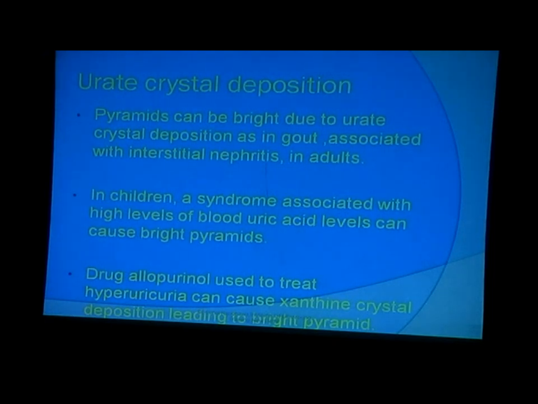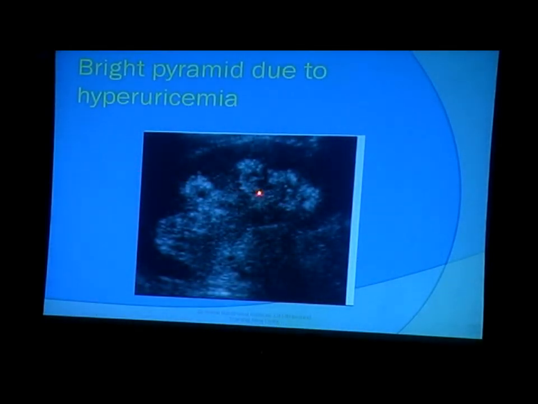Urate crystal deposition. There is a syndrome in children where blood uric acid levels are high, or in gout. Even in adults, this may be one of the causes of nephrocalcinosis: hyperuricemia, gout, SLE. So many conditions are there which cause echogenic pyramids even in adults. And the drug allopurinol is another thing which can lead to echogenic pyramids. Same picture, bright pyramids throughout. Obviously on ultrasound we cannot say this is due to hyperuricemia. Only thing we can say is that the pyramids are bright.